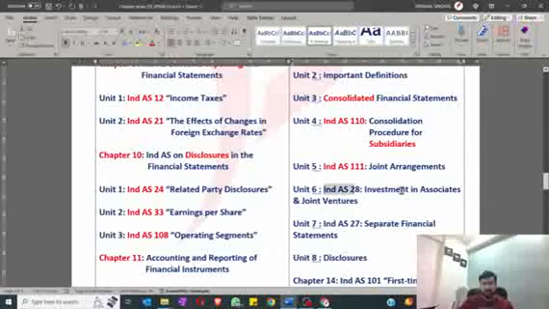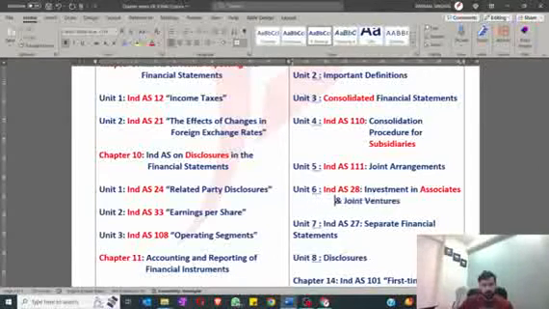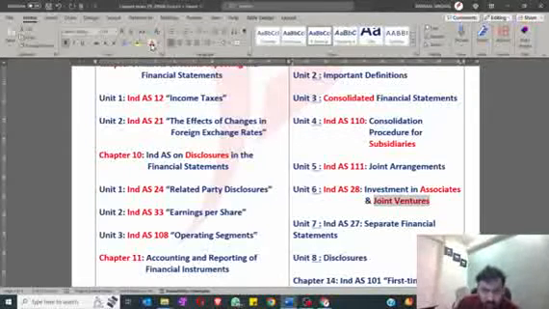Then comes Ind-AS 28, which deals with investment in associates and joint ventures. So although joint venture is a joint arrangement, joint venture per se, investment in joint venture per se, is covered in Ind-AS 28. So Ind-AS 111 will explain what is a joint venture, but the treatment of the investment in joint venture will be covered in Ind-AS 28.